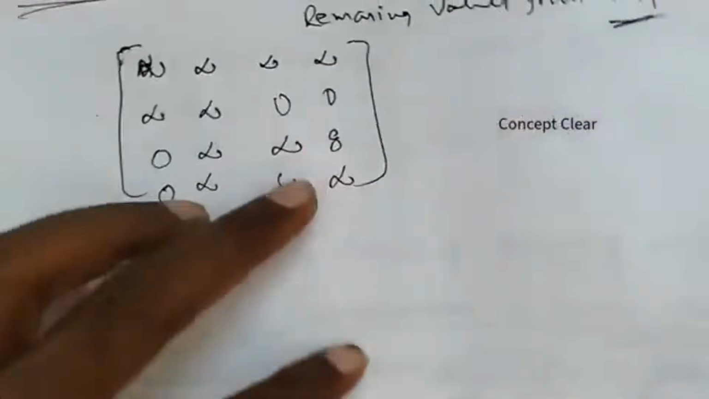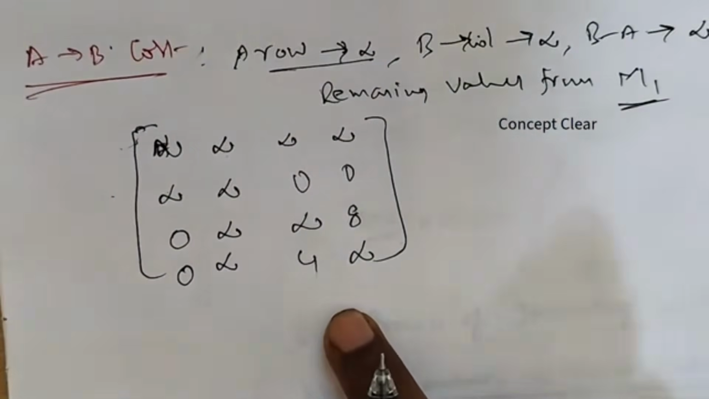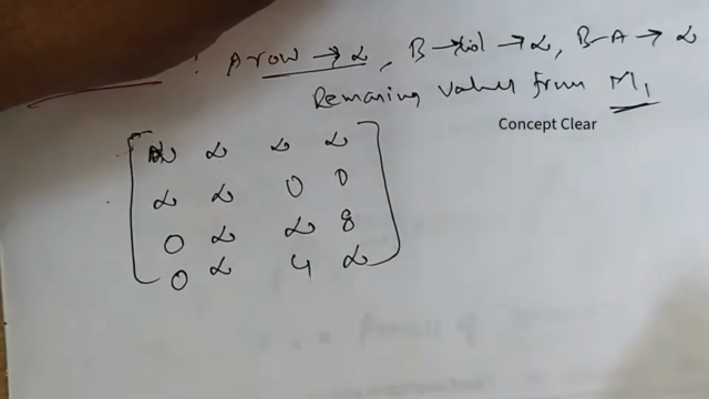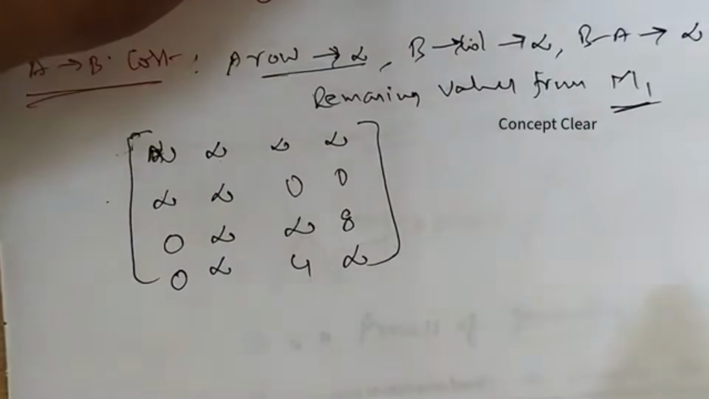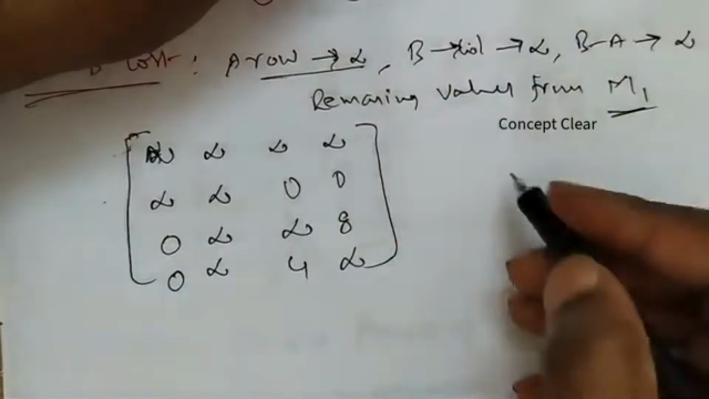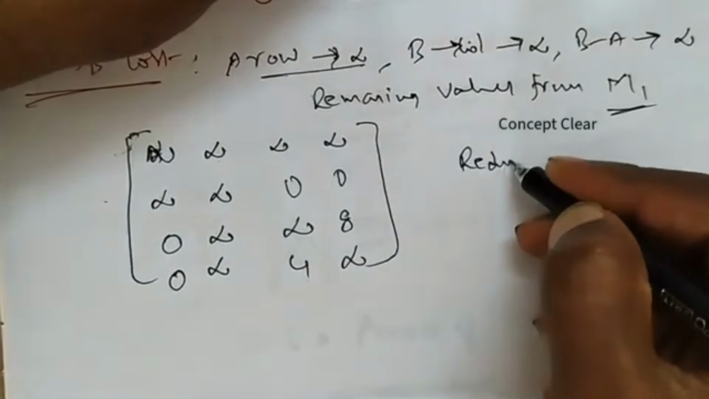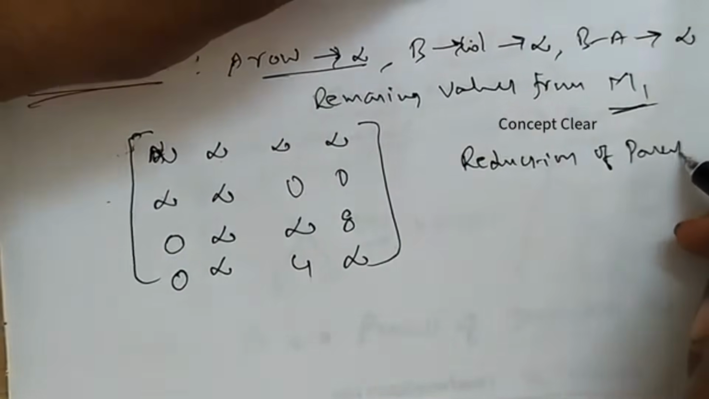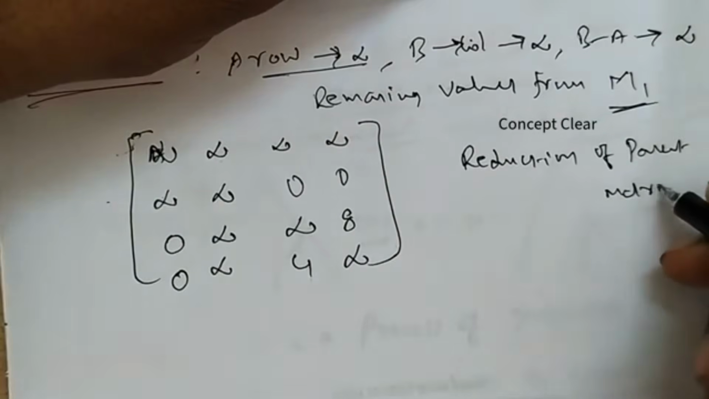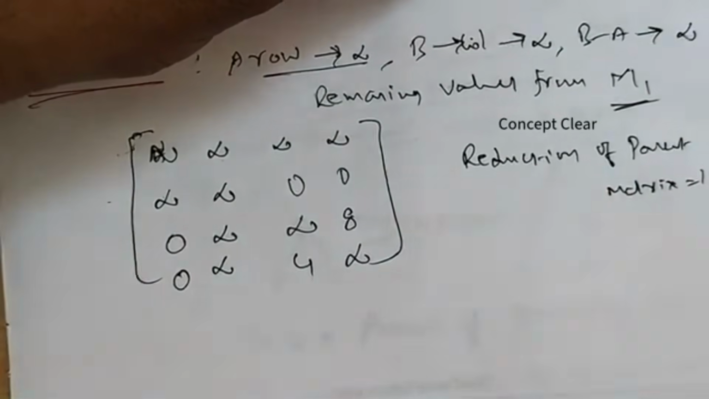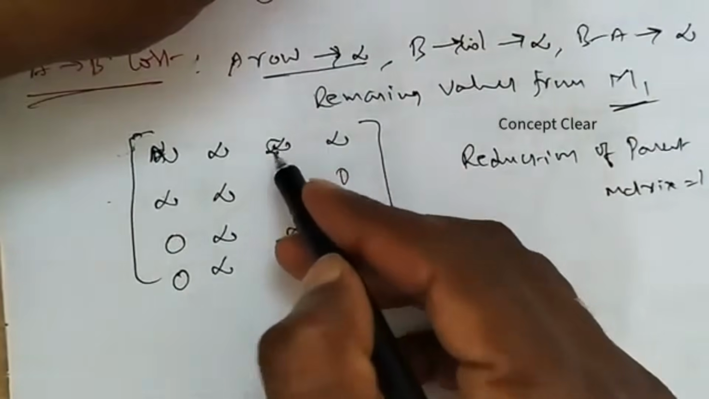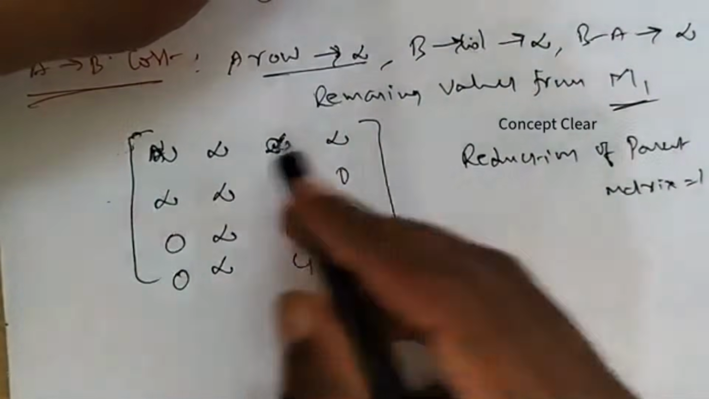Okay, see here, this is the A to B matrix. Now what do I have to do? The reduction of parent matrix is 16. Okay, here reduction. What is the previous reduction value? Reduction of parent matrix is equal to 16. Now we have to reduce these matrix values again.